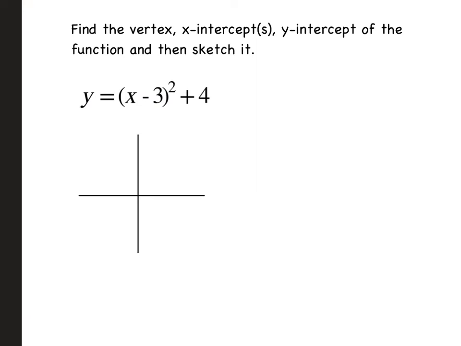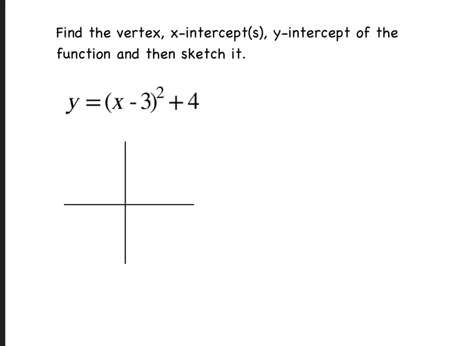All right, I'm going to go through another example of how to find the vertex, y-intercept, and x-intercept, and sketch the graph. Of course, since our function is in vertex form, we should see the vertex quite easily. Remember that h is a liar, so instead of being -3, it's +3, and 4 is our k value. So finding the vertex is easy.